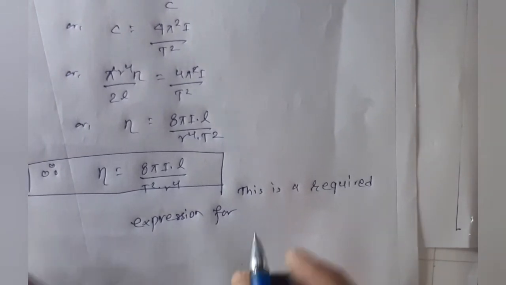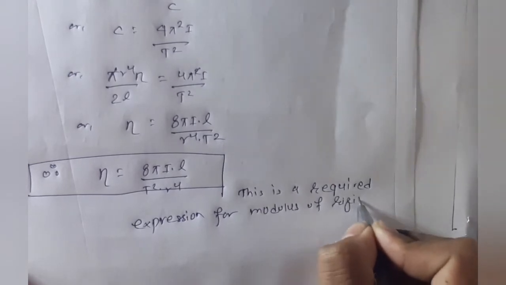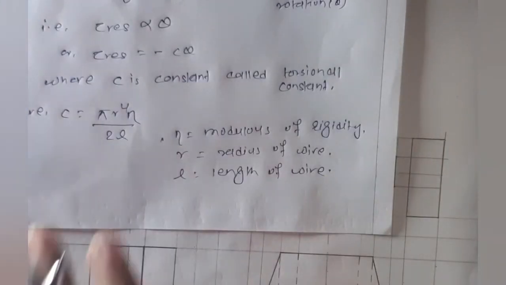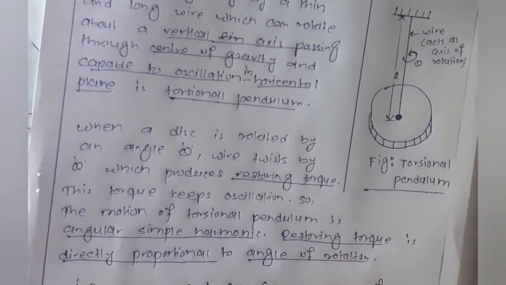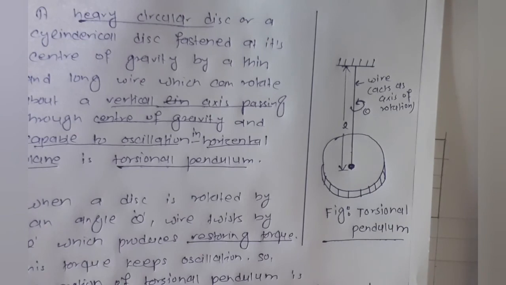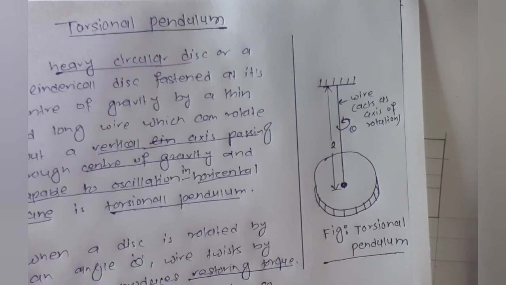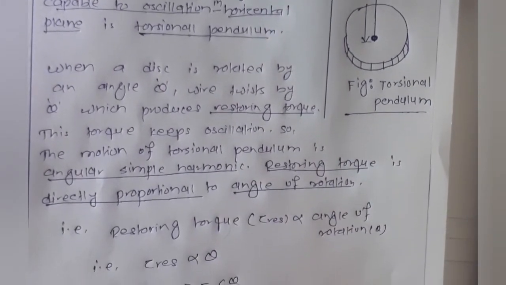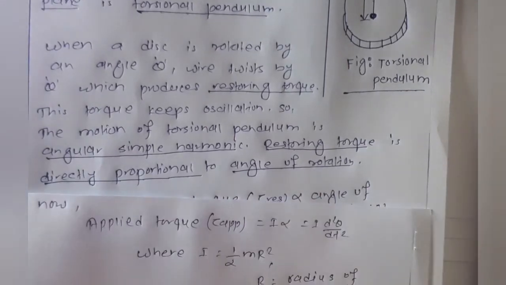By this method we can calculate the time period and the modulus of rigidity of the wire in the case of a torsional pendulum. First we defined the torsional pendulum and calculated the time period, and then we calculated the modulus of rigidity. Now this much for today.